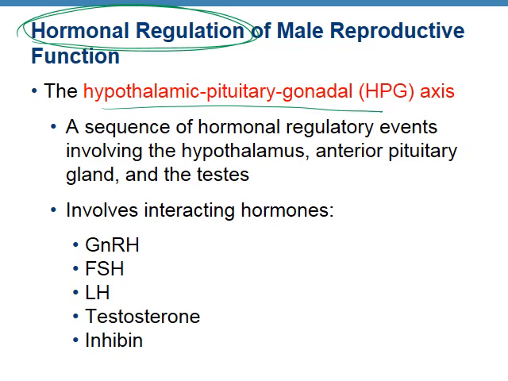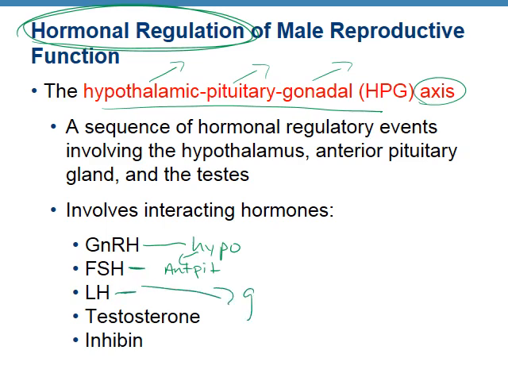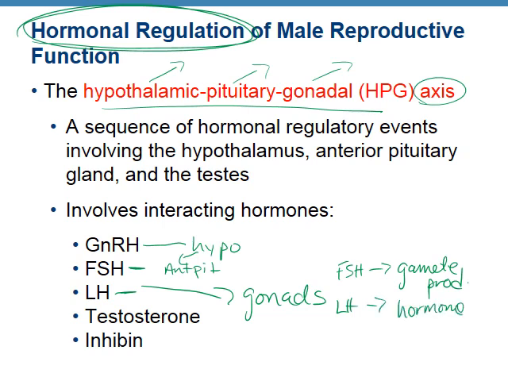You should be able to look at this. It should make some sense to you. So they're saying hypothalamic, pituitary, gonadal axis. Do we remember that GnRH from the hypothalamus is going to trigger the anterior pituitary to release FSH and LH? Those are going to go to the gonads, right? And FSH is going to stimulate gamete production, and LH is going to stimulate hormone production. And if we're talking about males, that hormone would be testosterone. We haven't mentioned inhibin yet, and I'll talk about it in the following slides.